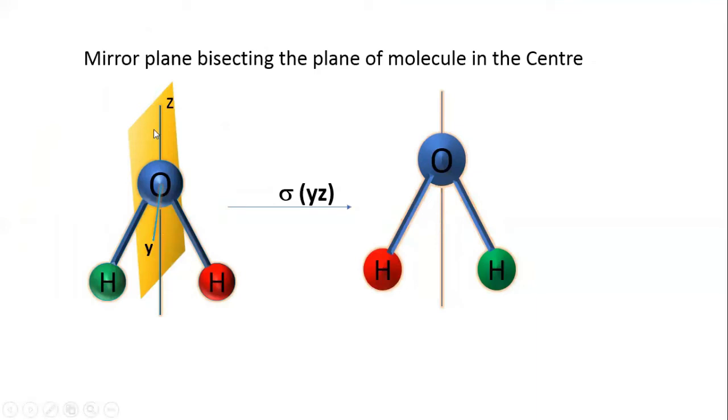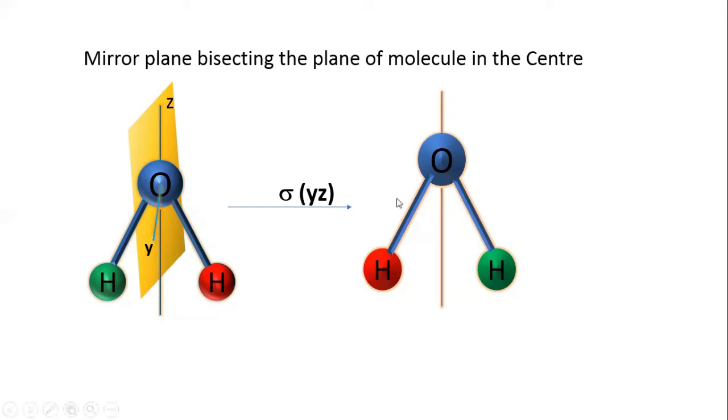The next is the mirror plane bisecting the plane of the molecule in the center. Here the plane is kept in between the two hydrogen atoms, bisecting the planar molecule and passing through the oxygen atom, and it contains the z-axis and y-axis. You could see that the y-axis is perpendicular here. Both axes lie in this plane, and both hydrogen atoms get reflected. The red hydrogen atom gets reflected to the left hand side. So this is said to be another plane of symmetry.